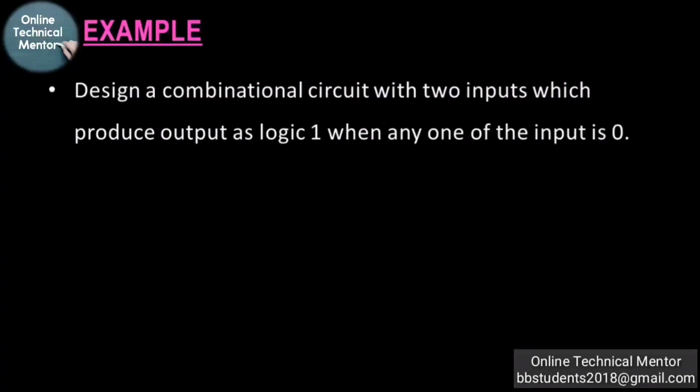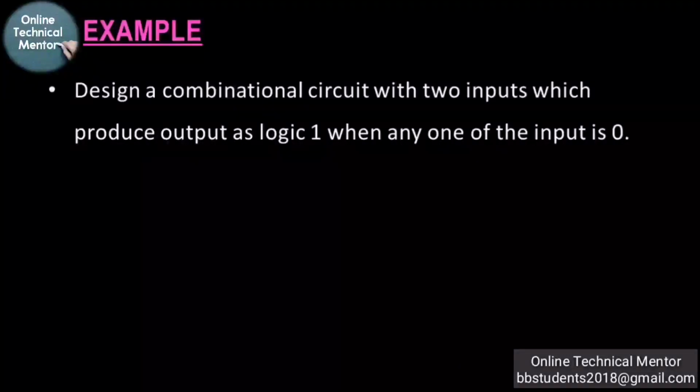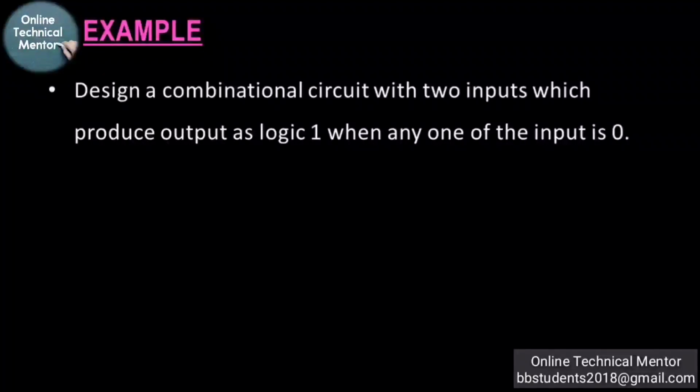Let us look at an example. Suppose this problem is given to you. So now read the problem first. Design a combinational circuit with two inputs which produces output as logic 1 when any one of the inputs is 0. That means if any one of the two inputs becomes 0, the output will generate a logic 1. So you have to understand the problem very clearly.